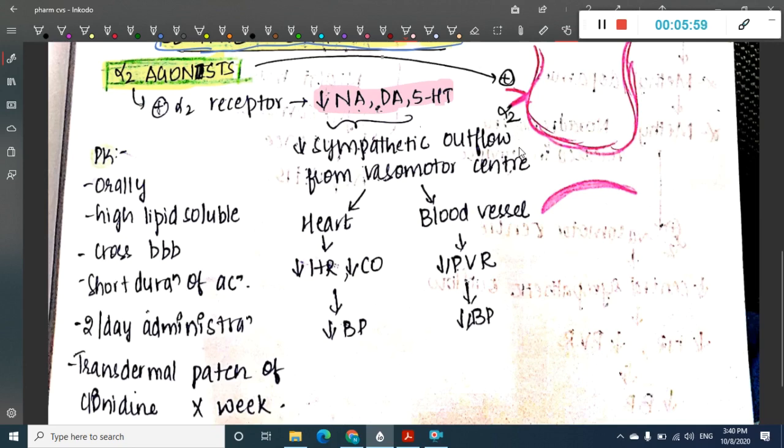Because of this decreased vasomotor outflow on the heart, it causes decreased heart rate and decreased cardiac output, leading to decreased BP. In the blood vessel, it decreases the peripheral vascular resistance and it decreases blood pressure.